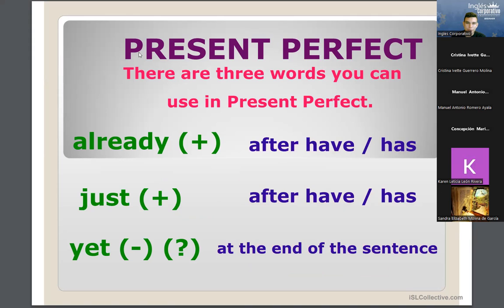Okay, present perfect. After have or has, ¿cuál es la posición de esas tres palabras? Por ejemplo, just irá después de have or has. Already irá después del auxiliar have or has. Esas dos palabras, already and just, van situadas en medio del auxiliar have or has y el participio del verbo. Y el yet usualmente va al final.